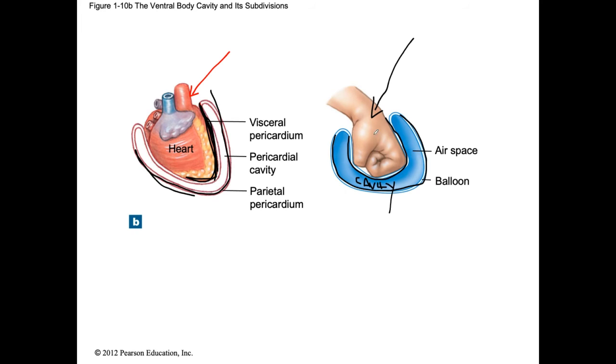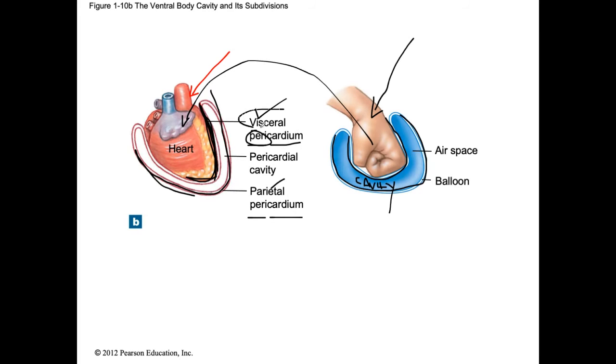So the heart, let's say the fist would be the heart. The layer that comes into contact with the heart is called the viscera. So it's called the visceral pericardium. Cardium is heart, peri means around. Visceral pericardium. The layer that's on the outer portion is called the parietal pericardium.